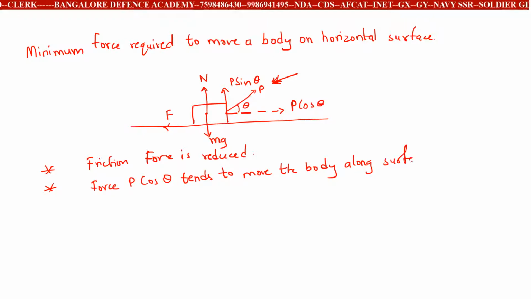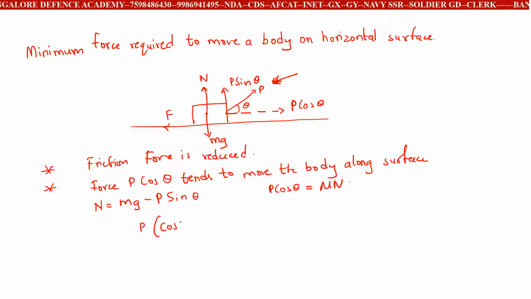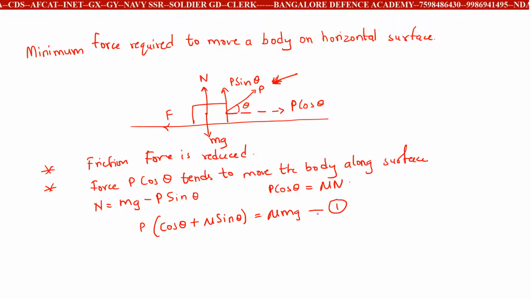along the surface. So these are the two things which happen. Now we'll have to understand how much force we require. So you can take down this calculation, that is N is equal to mg minus p sin theta, and you can take down p. We also know that p cos theta is equal to the force applied, and now we can substitute that value: p into bracket cos theta plus mu sin theta, which is equal to mu mg. This is equation number 1.